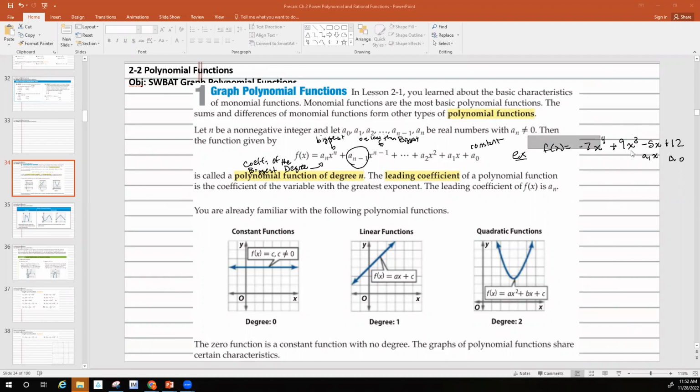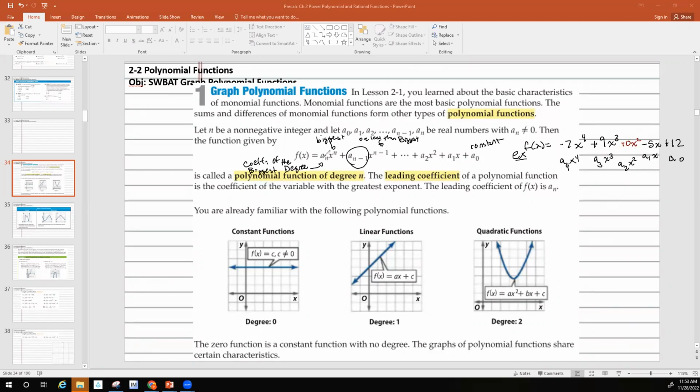So I'm gonna move all of this over, because there's a secret. There's a 0x squared here. So here our a sub 2 is actually 0, and then x squared. So this 9 is actually our a sub 3, and then x cubed. And then we have our a sub 4, which is negative 7. That's the coefficient, and then x to the 4th.